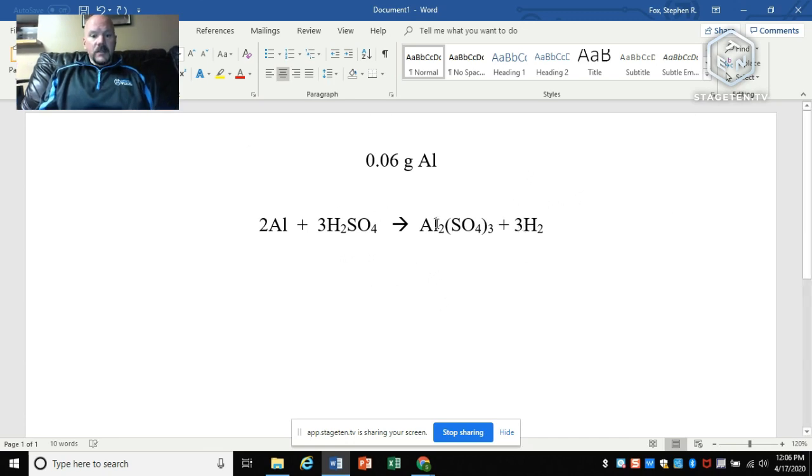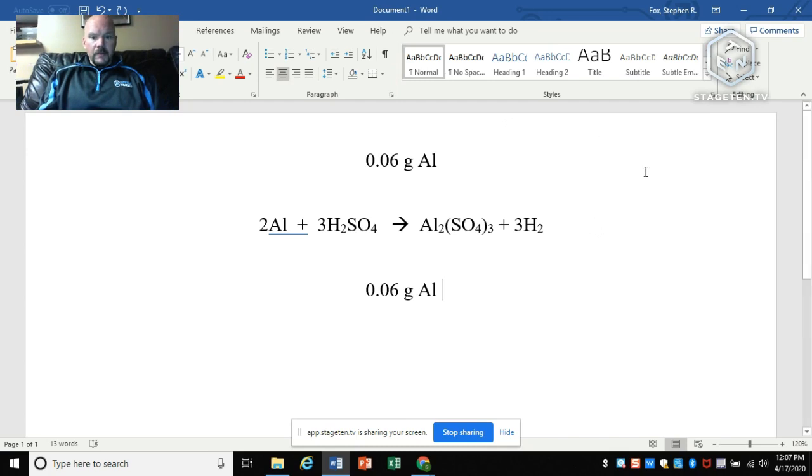Okay. So notice the ratio is 1 to 2 for the aluminum to aluminum sulfate, and that's the ratio we need because we're assuming we have excess sulfuric acid because they didn't tell us how much we had, and the limiting amount is the 0.06 grams of aluminum. Okay, so step two, take what you're given, 0.06 grams of aluminum, and convert it to moles.